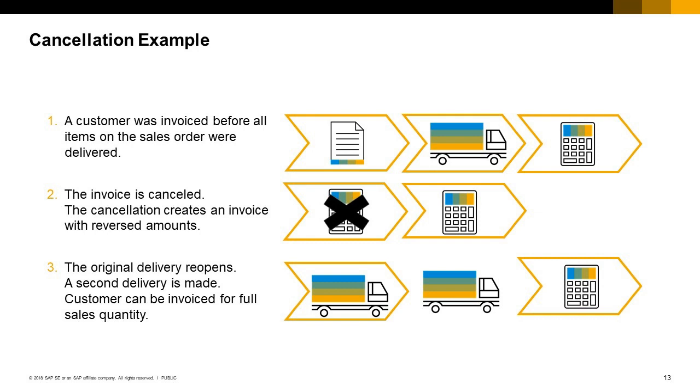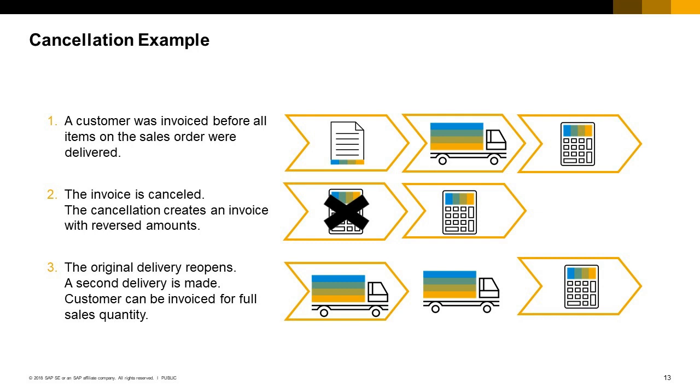A customer was invoiced before all items on the sales order were delivered. The customer had asked that they not be invoiced until the full order was received. The customer had ordered several items on a sales order which were partially delivered. When these items were invoiced, the delivery document status was closed and the open quantity on the delivery was 0.